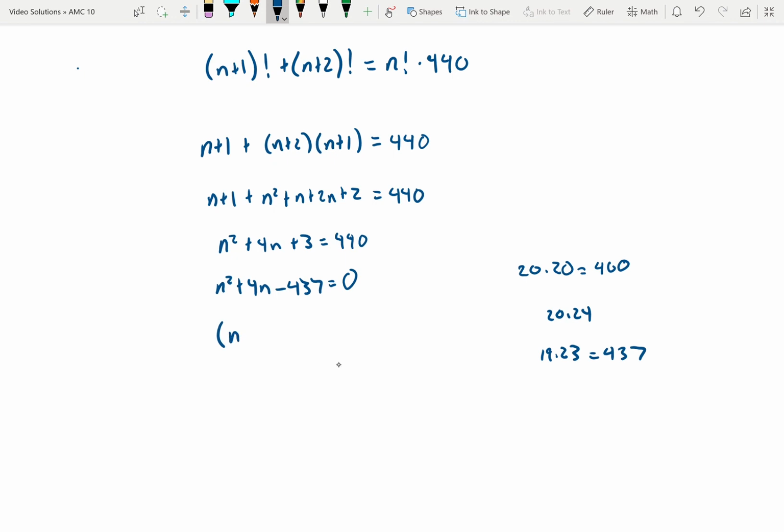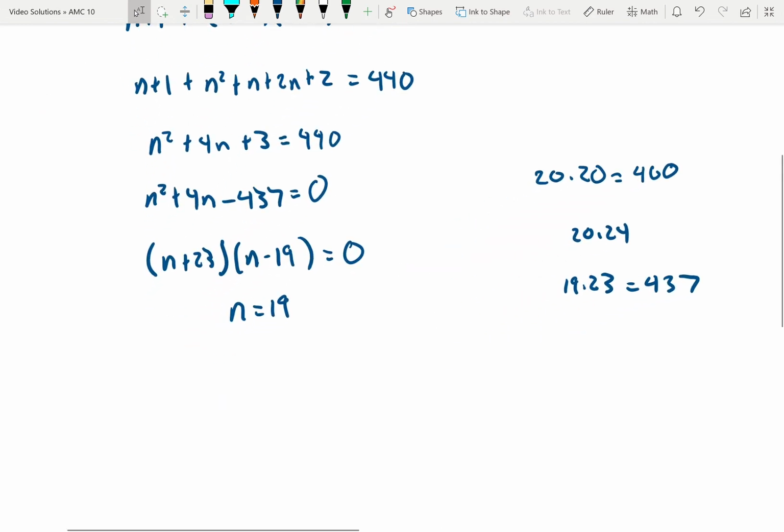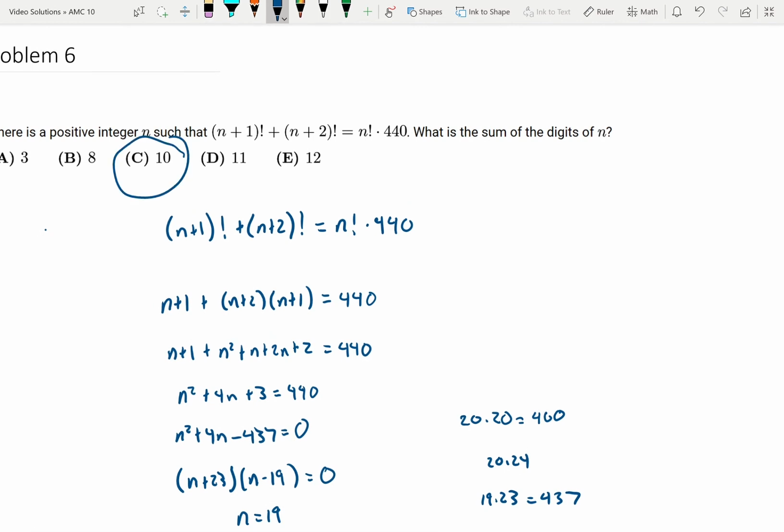So it's going to be n plus 23 times n minus 19 equals 0, and so therefore n equals 19. That's the number, so it's got to be the positive integer n, so that's 19. The sum of the digits of n is going to be 1 plus 9, which is 10, and that's what we were ultimately trying to find, so the answer is C, 10.